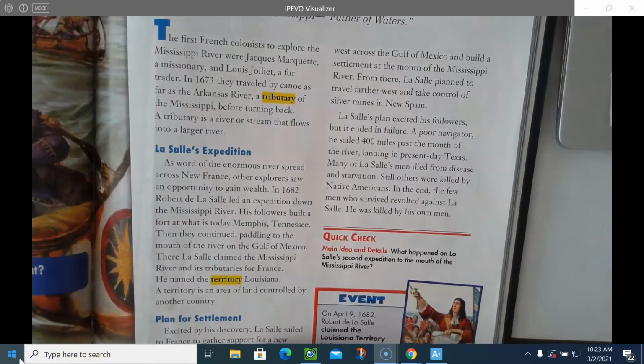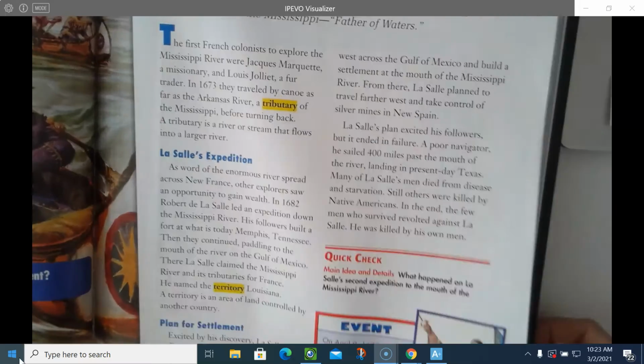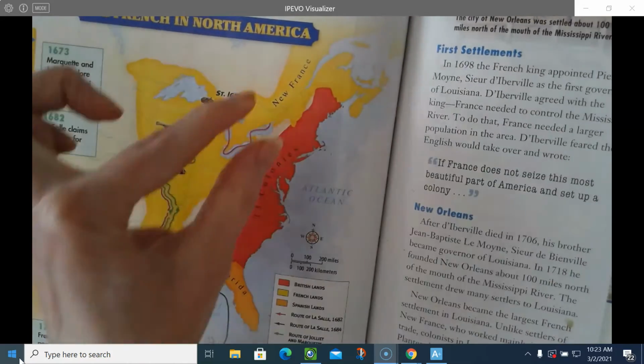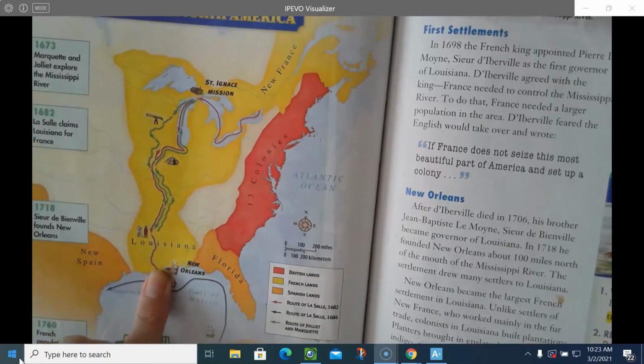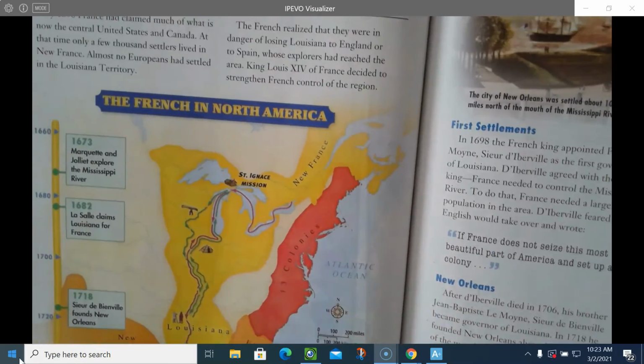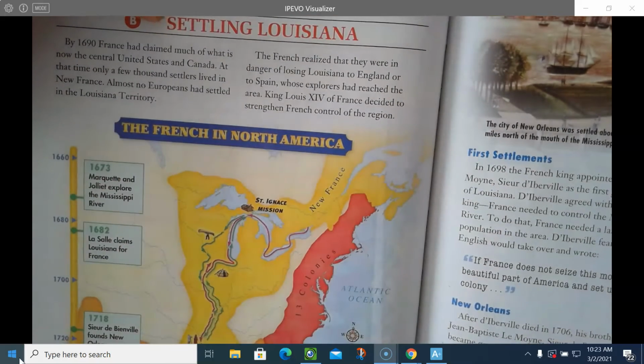So La Salle is somebody that's important in claiming some of this land here, all of this land, much of it, for France. He had big plans, but ultimately those plans did not work out so well. Okay, how did Louisiana get settled?